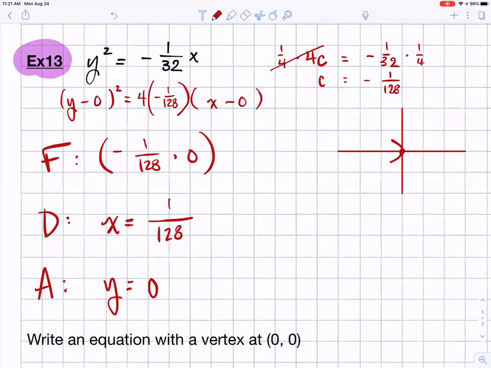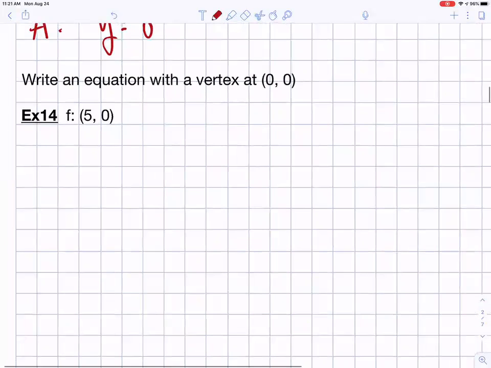Okay. All right, let's skip number 14, but I need the directions to be able to do the next question, I think. Write an equation with a vertex at 0, 0. I gotta tell you, these are the boring ones. A vertex at 0, 0. I like it when the vertex is somewhere else. Okay, so I'm starting you out on the boring, easy ones. Don't worry, we'll get harder.